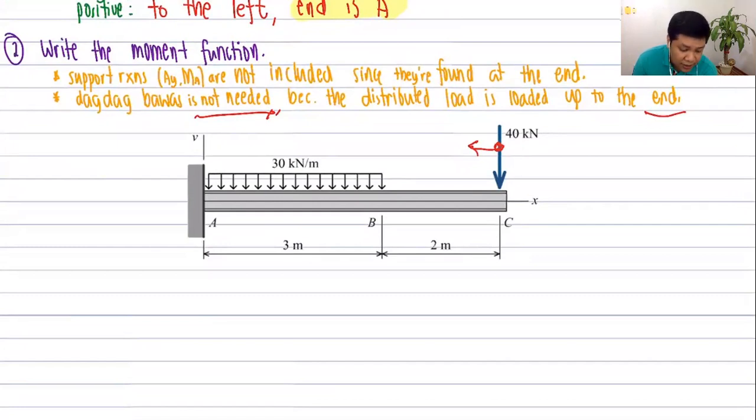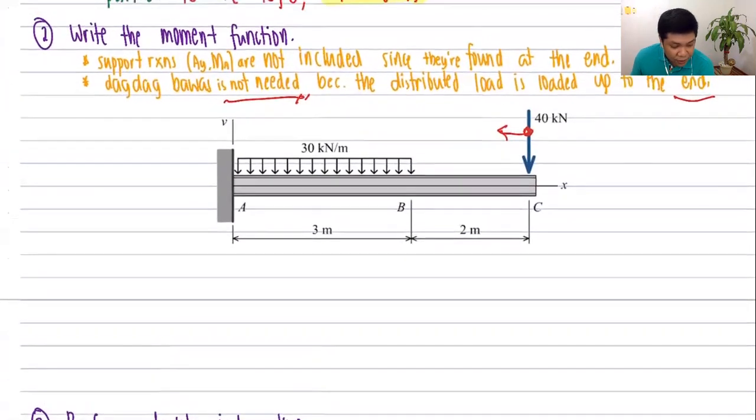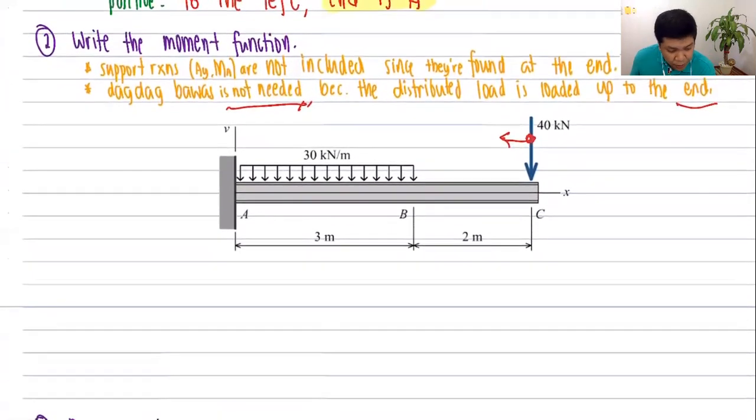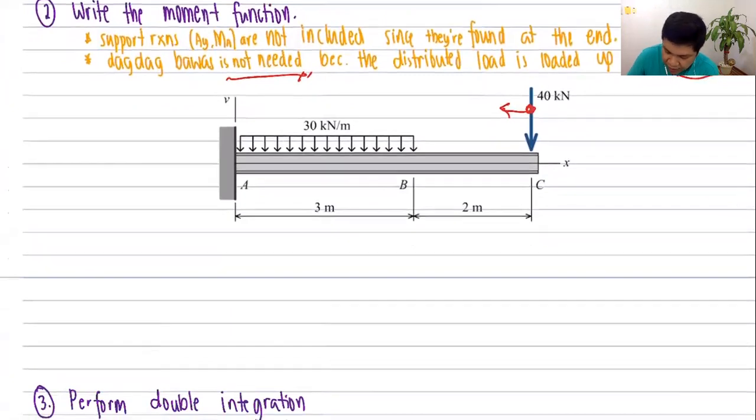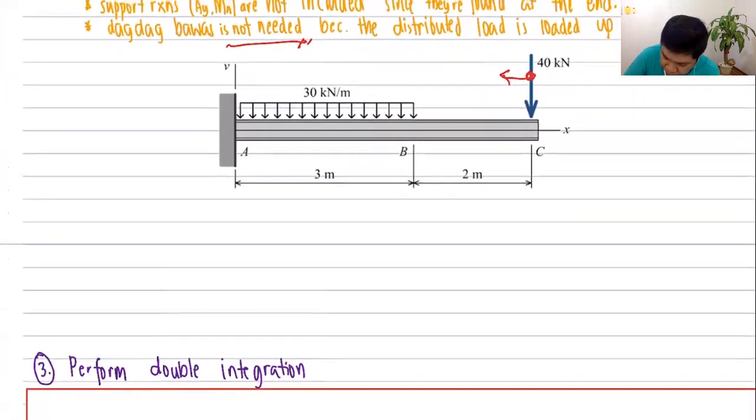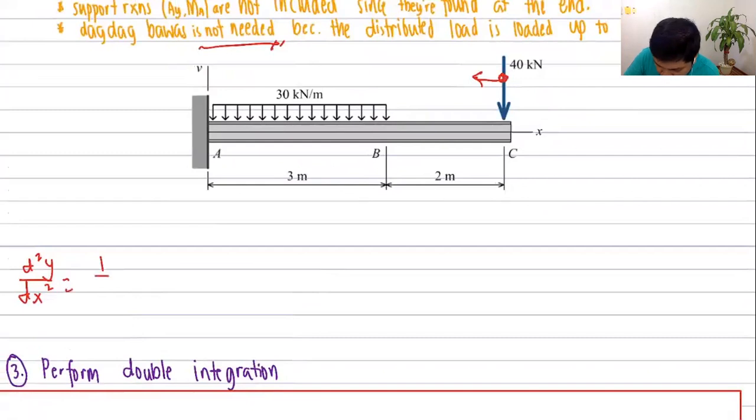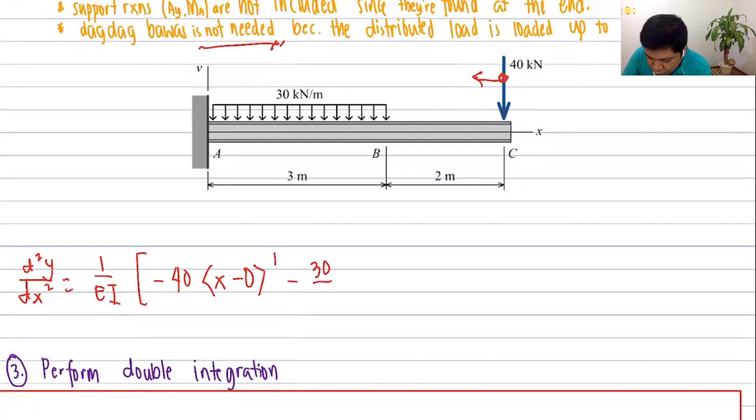It's actually the start. Therefore, I can now write the moment function. Our moment function here is d squared y over dx squared is equal to 1 over EI, the 40 kilonewton load, that's downward, negative 40, x minus 0, because it's raised to 1, because it's found at the origin. How about the 30 kilonewton meter load? That's omega over 2, 30 all over 2.